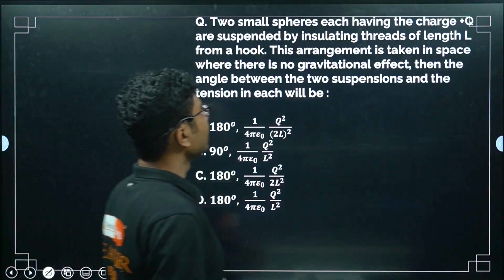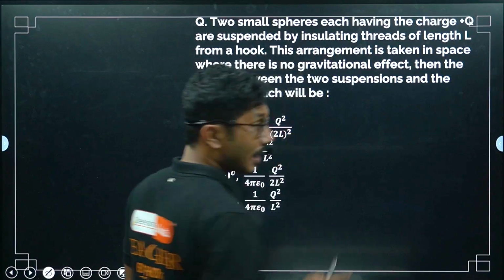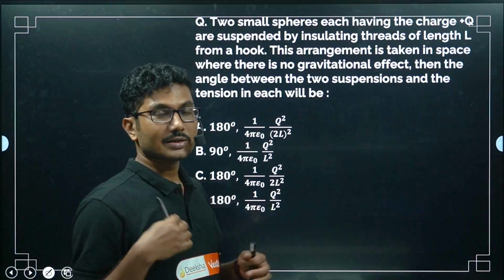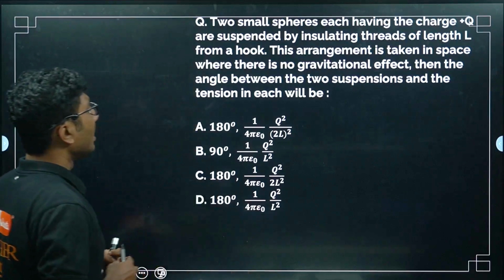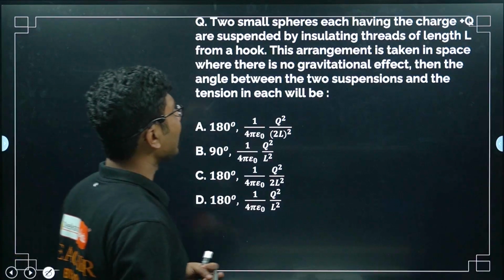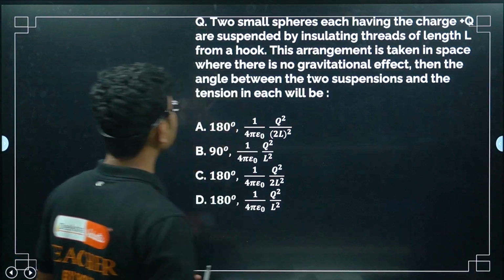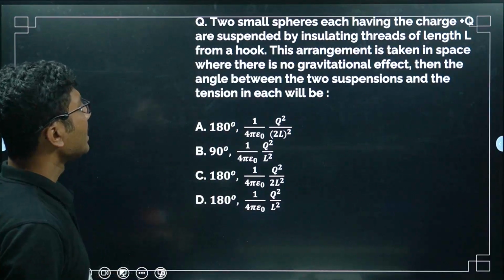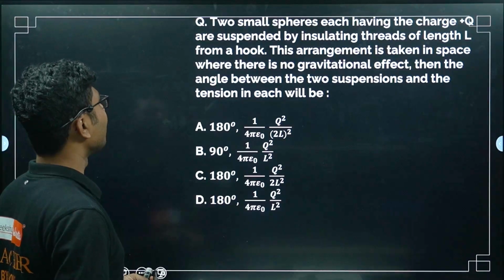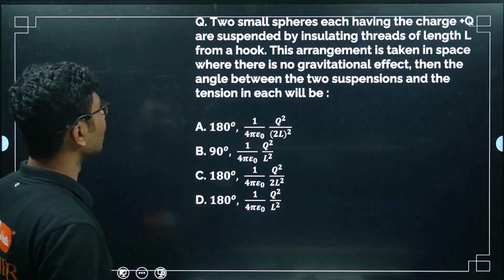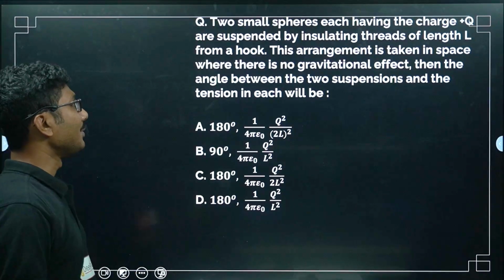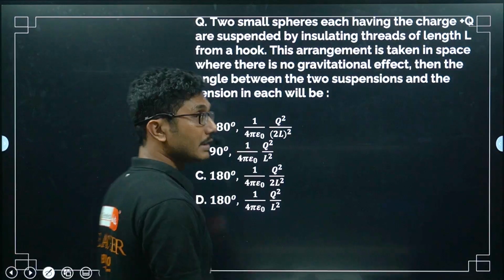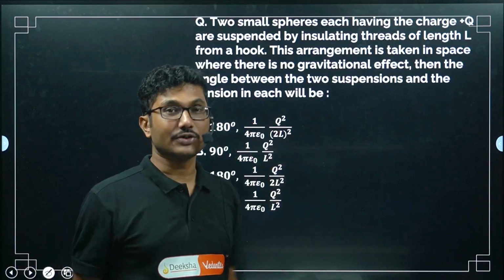The last one was a very easy question, right? Even if there are some longer questions, there are some easy questions to compensate. Two small spheres each having the charge plus q are suspended by insulating threads of length L from a hook. This arrangement is taken in space where there is no gravitational effect. The angle between the two suspensions and the tension of each wire will be. This is also a very simple question.